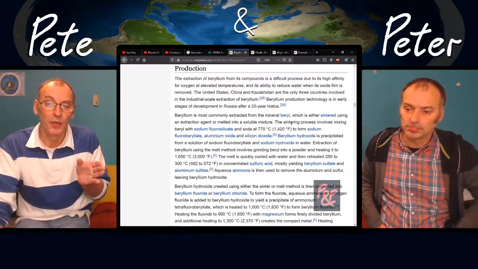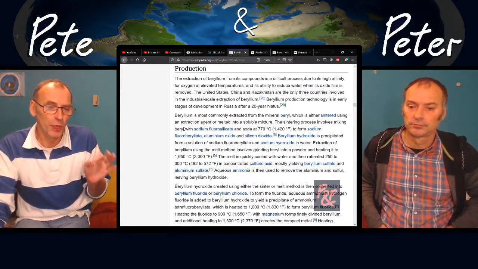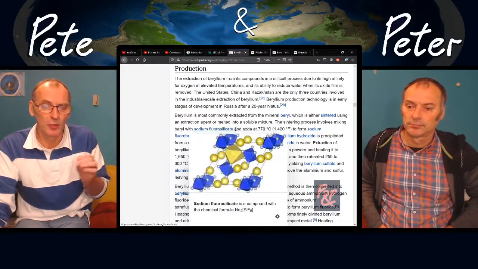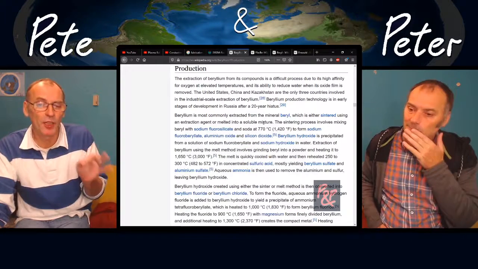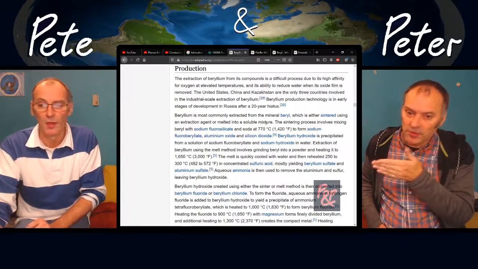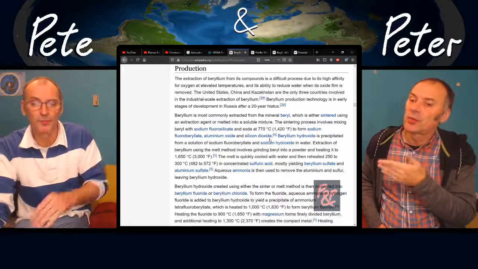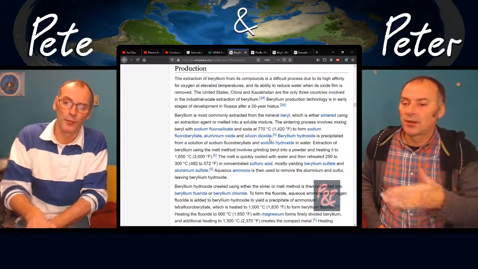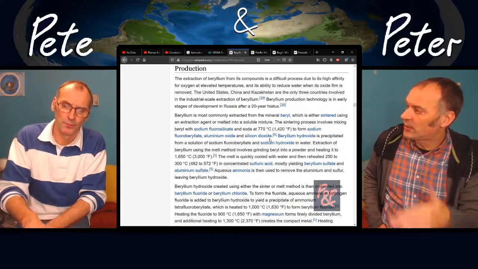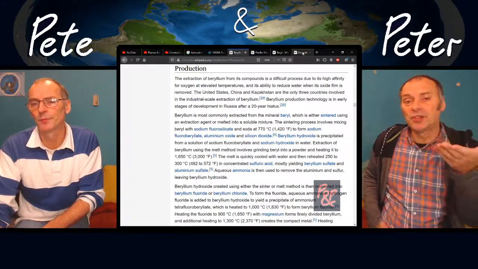The sintering process involves mixing the mineral beryl with sodium fluorosilicate and soda at 770 degrees centigrade, to form sodium fluoroberylate, aluminium oxide, and silicon dioxide. One source of beryl is emerald. So imagine you had an emerald gemstone.